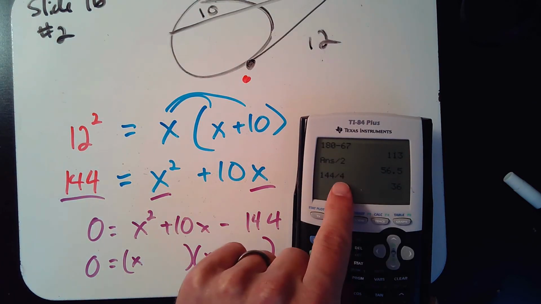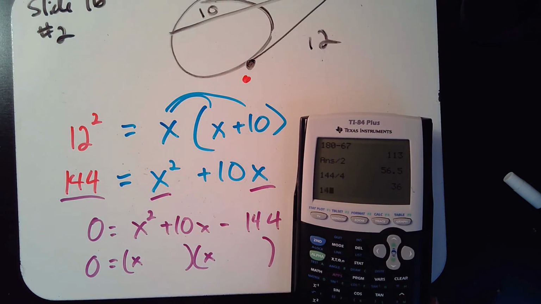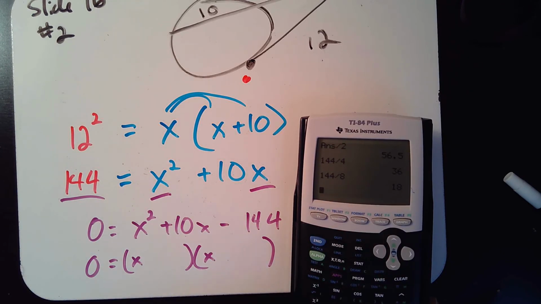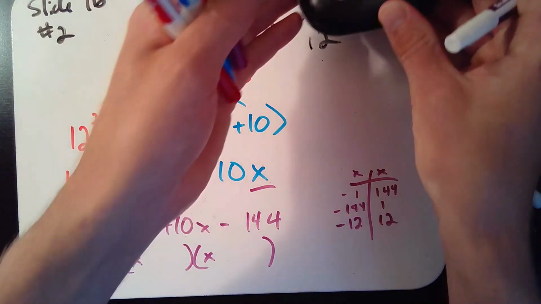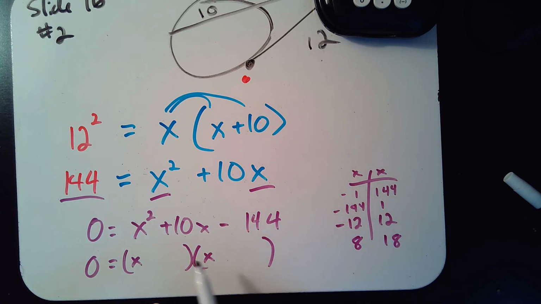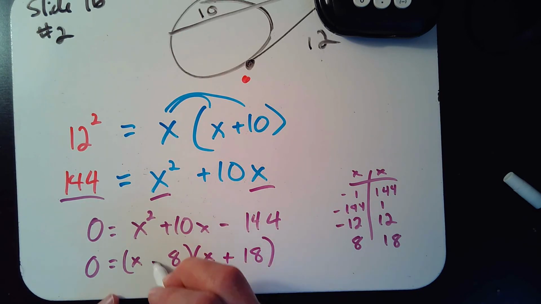Those are still really far apart, 4 and 36. So how about 144 divided by 8? And there we go, I got it. 8 and 18 get me 144, double checking. Yep, it works. So my two numbers are 8 and 18, so then you got to look and see which one's positive, which one's negative. These two need to add to get positive 10, so the 18 is positive while the 8 is negative.